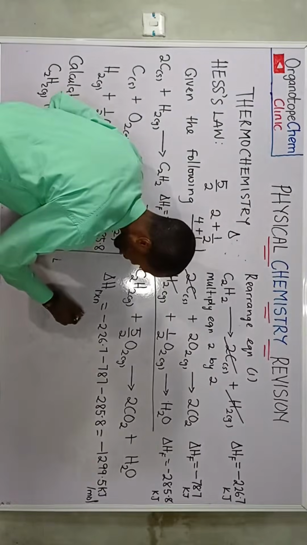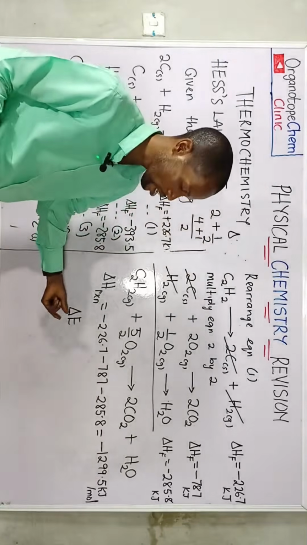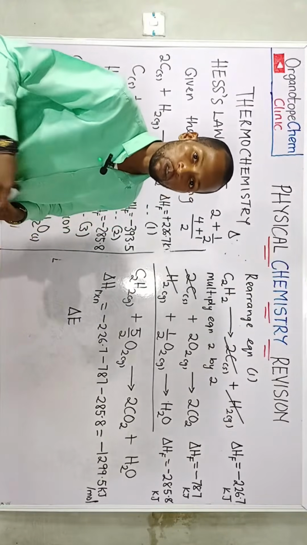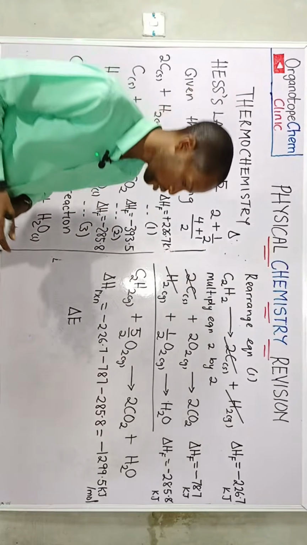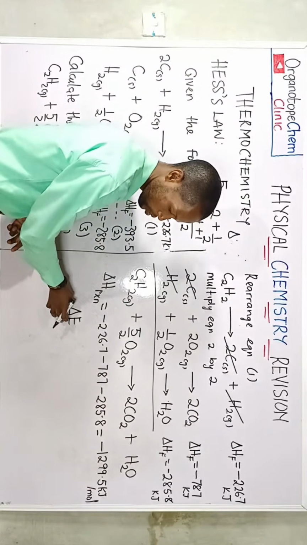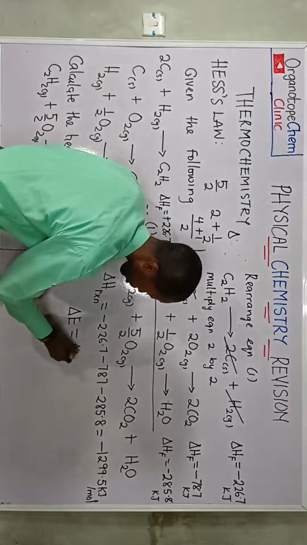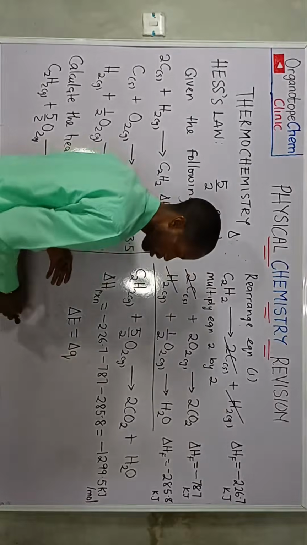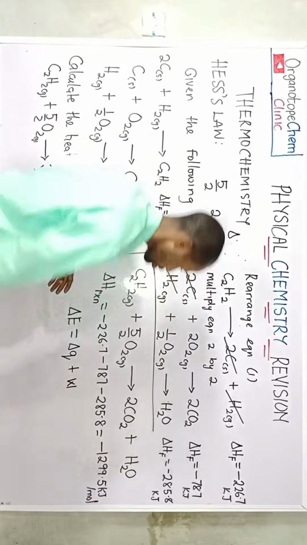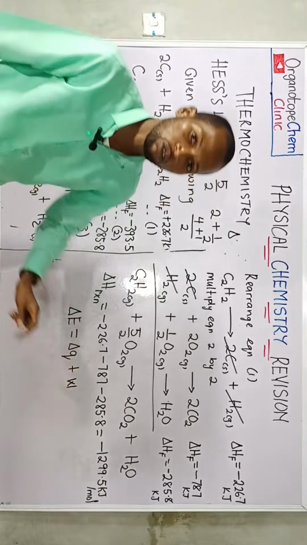Now, we have an expression for the internal energy. In some cases, we have internal energy as E, and in some cases, we have the internal energy as U. So it depends on what the question is all about. So permit me to denote the internal energy as E. So change in internal energy is what? The change in quantity of heat plus what? Work.